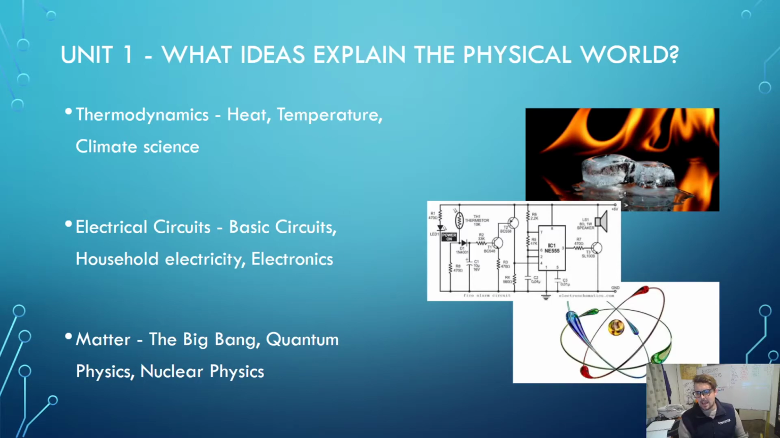So Unit 1, we really go into depth with thermodynamics. So we look at heat and temperature, we look at climate science. We go into electrical circuits. So we spend a lot of time building circuits and creating circuits to use in class to help us explain how electricity is split up and used effectively. And then we go into matter. We look at the Big Bang, we look at quantum physics and nuclear physics.